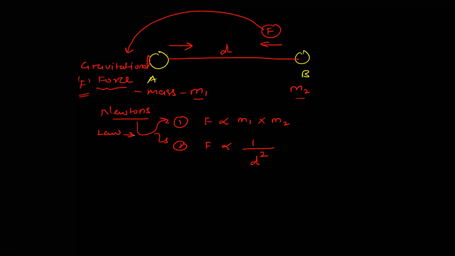What does it mean? Whenever you have two different objects with a greater mass, there will be a huge attractive force between them. But the distance, it's simple: if the distance is greater, what will the attractive force be? It will become less. That's why it is inversely proportional.